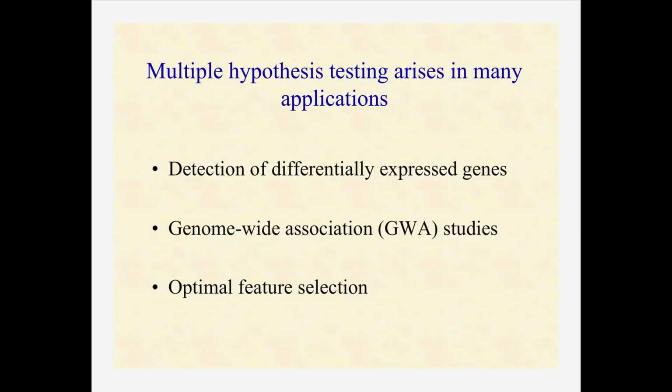So multiple hypothesis testing arises in many applications. The detection of differentially expressed genes, and that's what I'm going to be looking at. It should also arise in GWAS, genome-wide association studies. And of course, it can occur in other problems, such as when you're trying to build a classifier from a huge number of variables, and you might look at each variable separately to see if it's got some signal that could be used, and so you've got optimal feature selection.